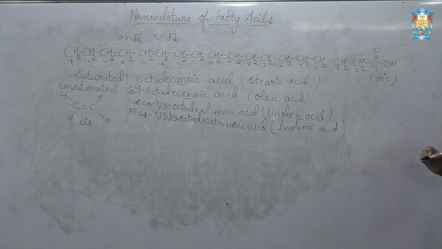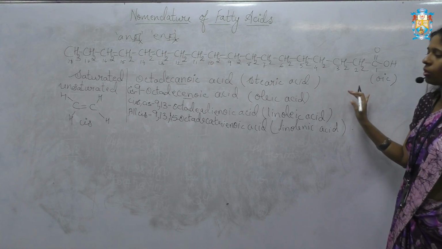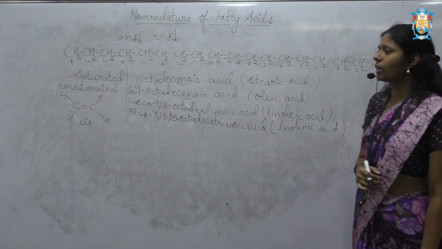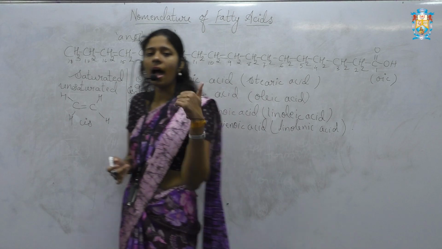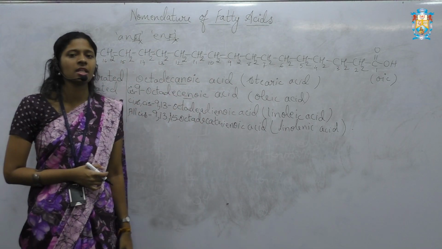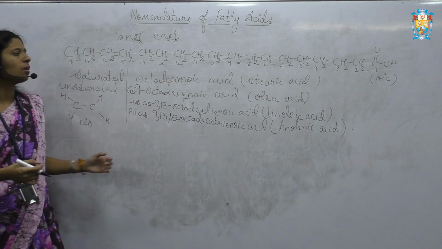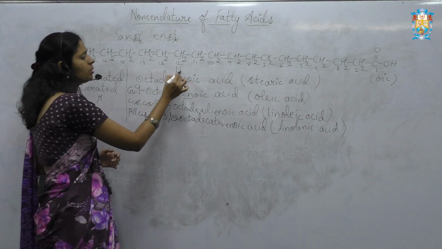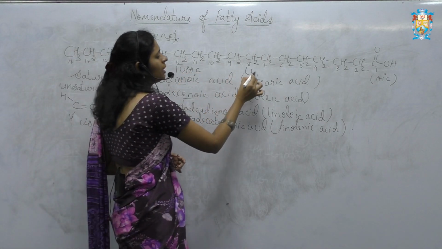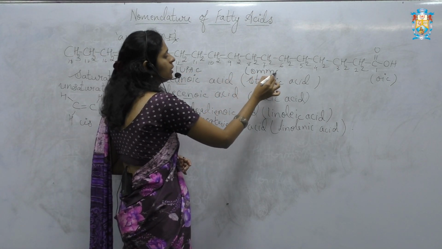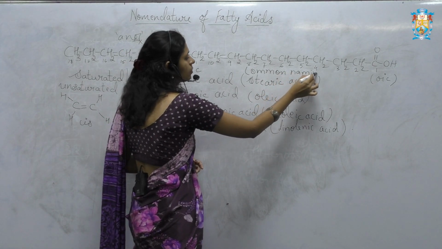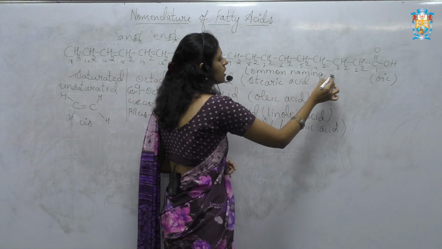So how will this be named? Stearic acid, oleic acid, linoleic acid, and linolenic acid. So you can see how the naming is done, IUPAC as well as the common name. Now this is the simple IUPAC nomenclature, and this is the common naming system.